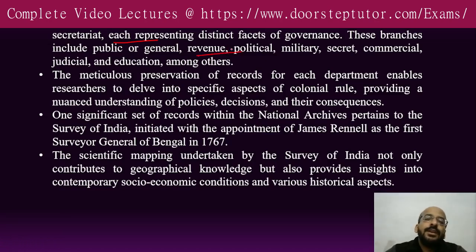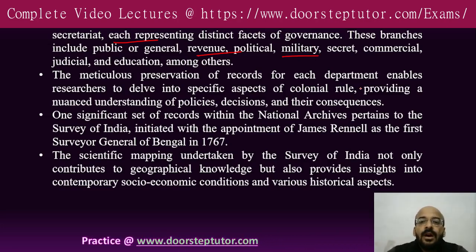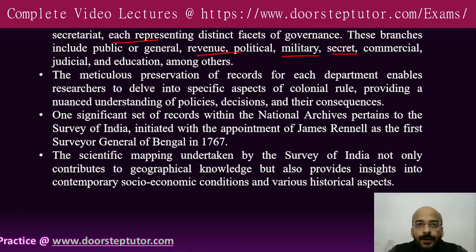For example, revenue, political, military, secret documents and other commercial documents have been there. So now, in short, all these records tell us about the various wings of the government, right? For example, judiciary, the various commercial activities which have taken place by the East India Company.